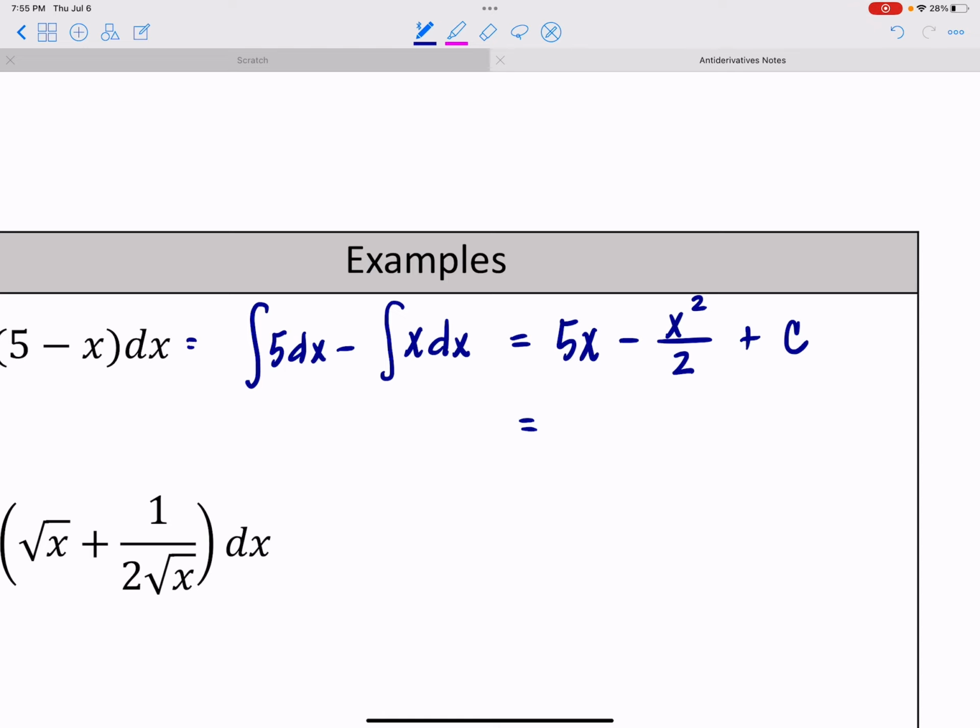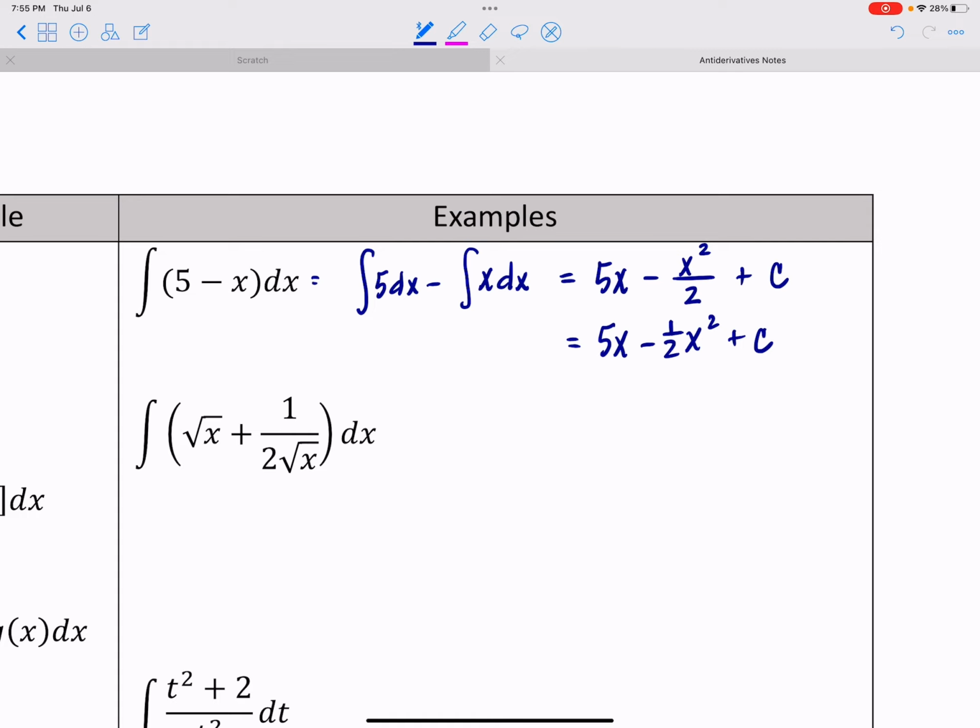I just prefer the fraction to be a coefficient. I don't like this version of that, so I'm going to make this 5x minus 1/2 x squared plus c. Okay, yeah, that's what I was trying to say.